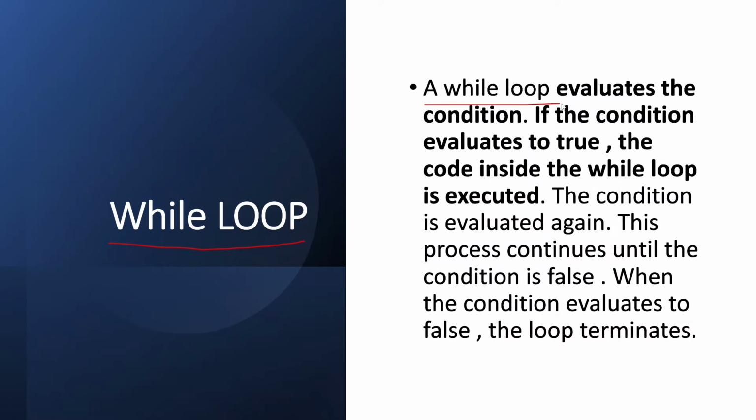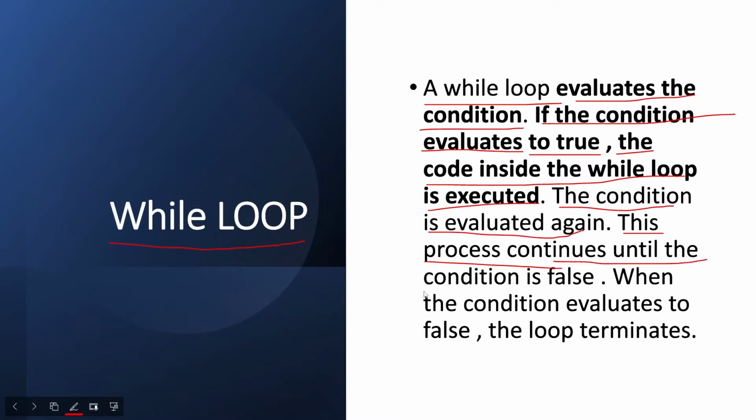Basically, a while loop evaluates the condition. If the condition evaluates to true, the code inside the while loop is executed. The condition is evaluated again. This process continues until the condition is false. When the condition evaluates to false, the loop terminates.